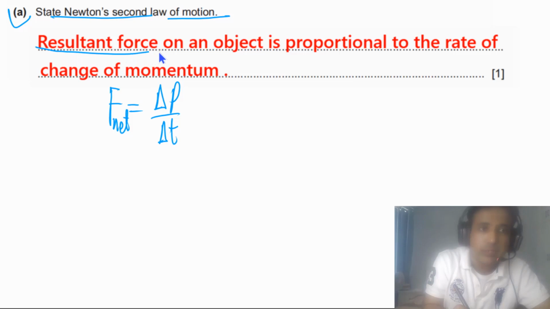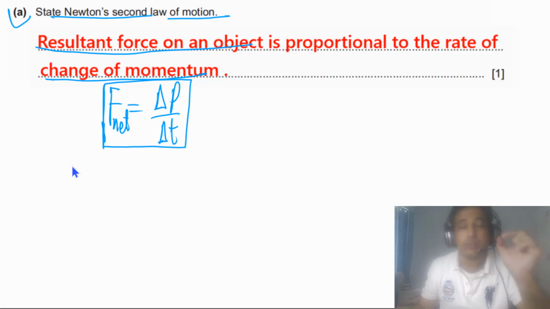You need to say the resultant force on an object is proportional to, or you can say is equal to, the rate of change of momentum. Means F net is equal to delta P over delta T. So this is the true form of Newton's second law of motion.